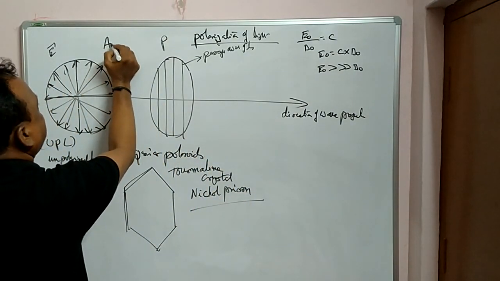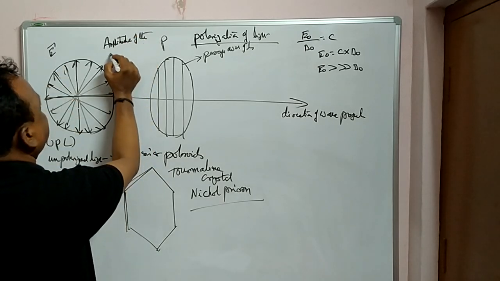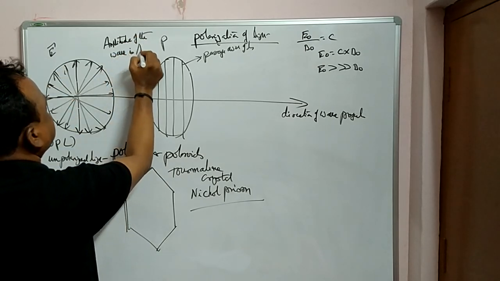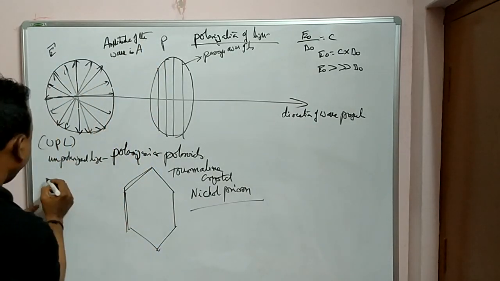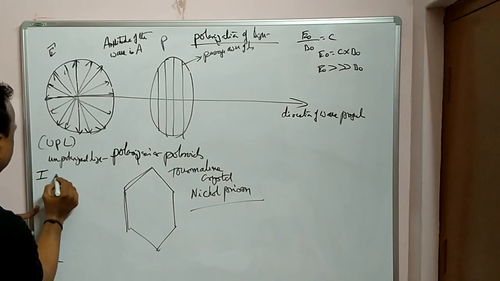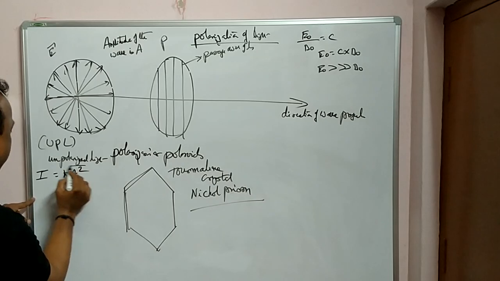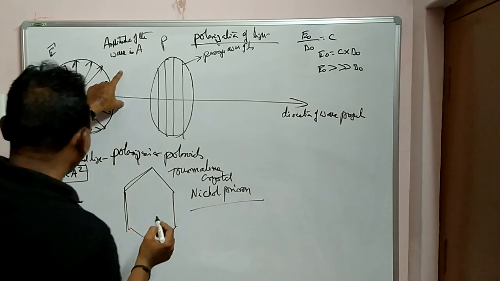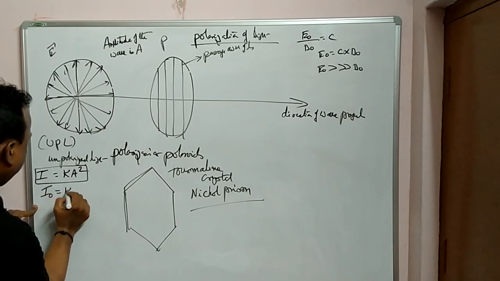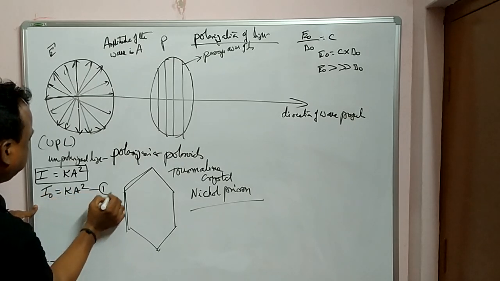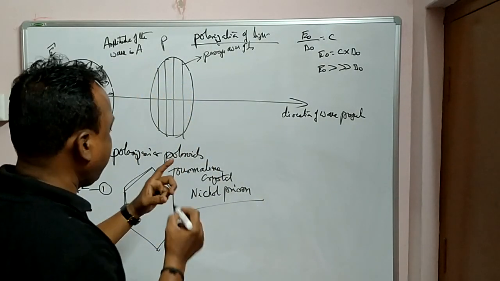Suppose the amplitude of the light wave is A. For example, I is equal to K into A square. This is the formula I told you before. Suppose here you have maximum intensity, say I naught is equal to K into A square, where I naught is the maximum value, for maximum amplitude.